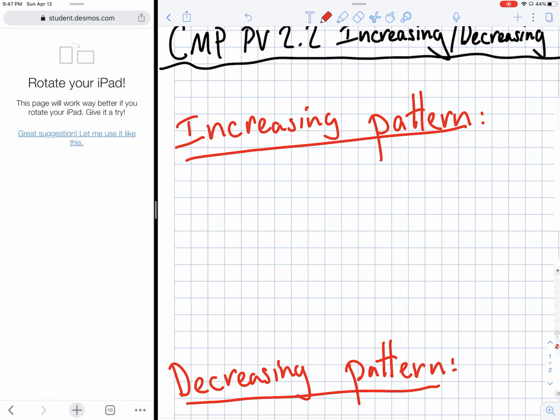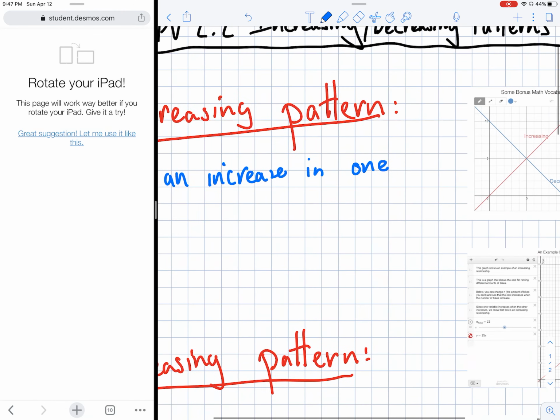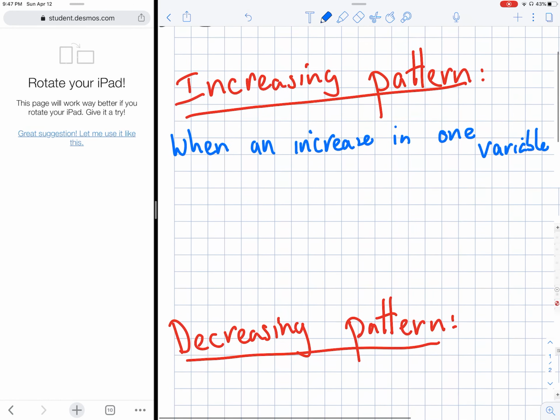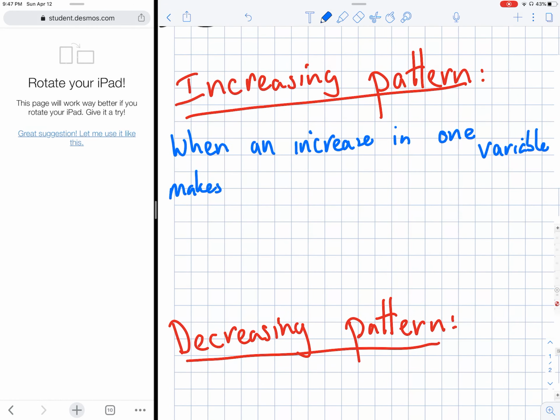So an increasing pattern is when an increase in one variable makes the other variable increase. So that means if I increase one variable, I increase the other.